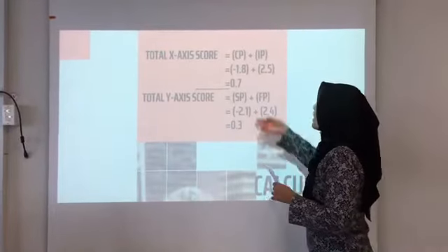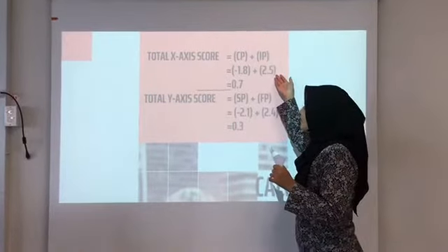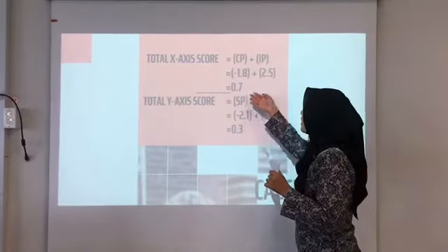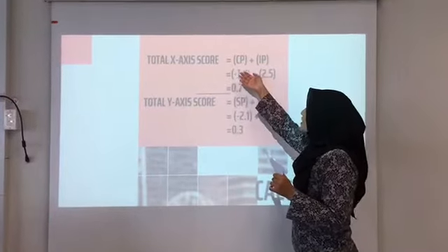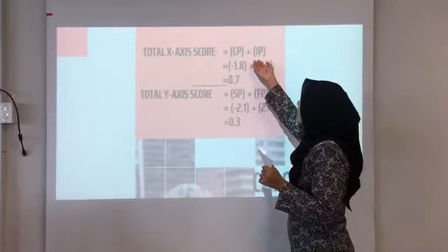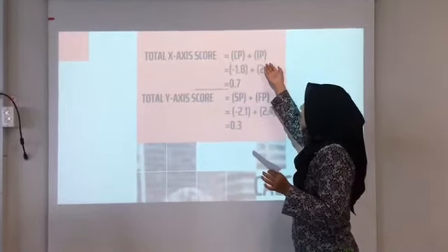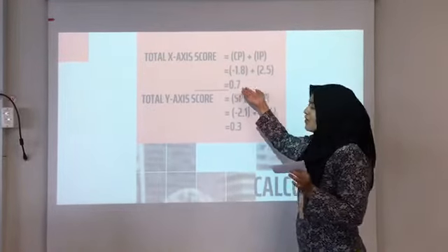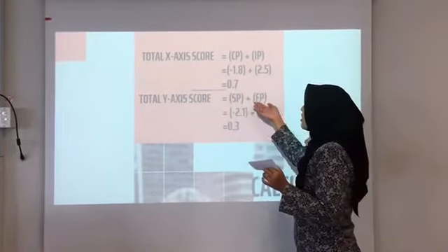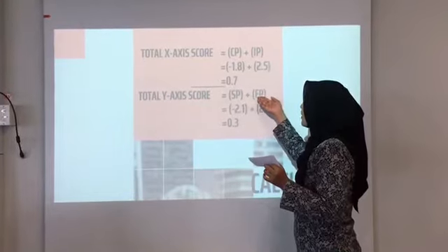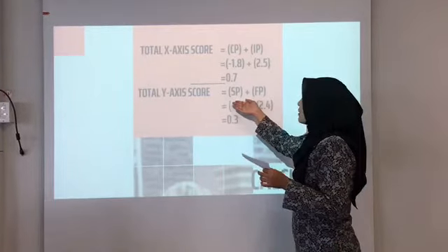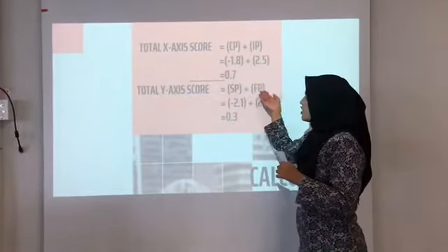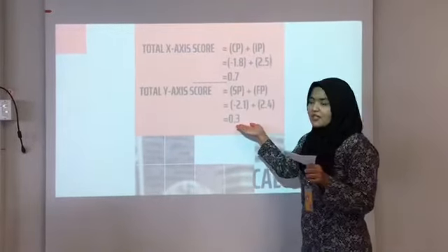Okay, so this is how we calculate to get the total of 0.7, which is the CP plus IP, and we got 0.7. For the y-axis score, SP, which is stability position, plus FP, which is financial position, we get 0.3.